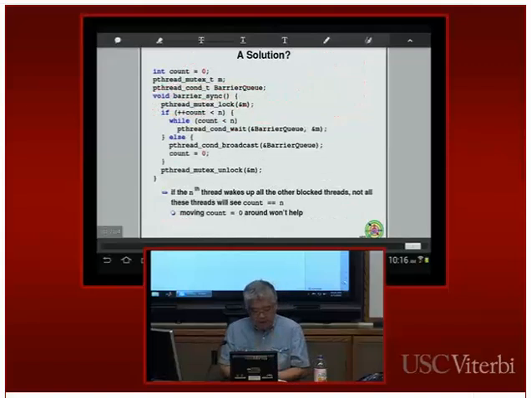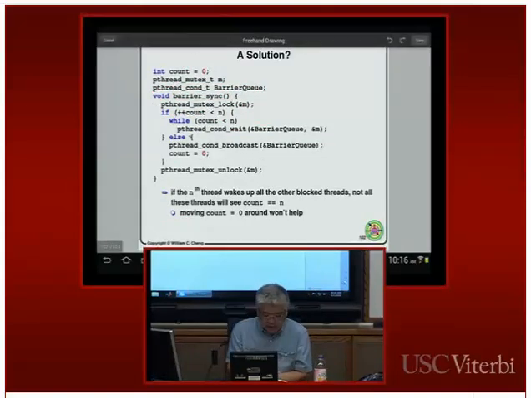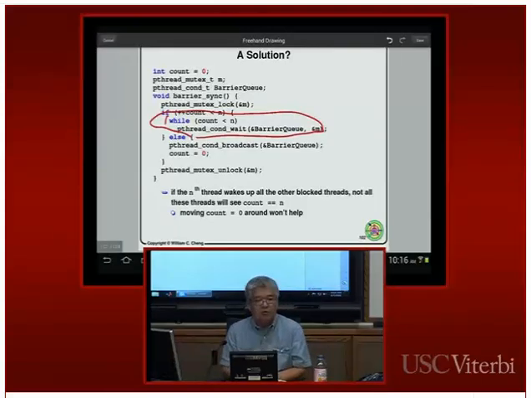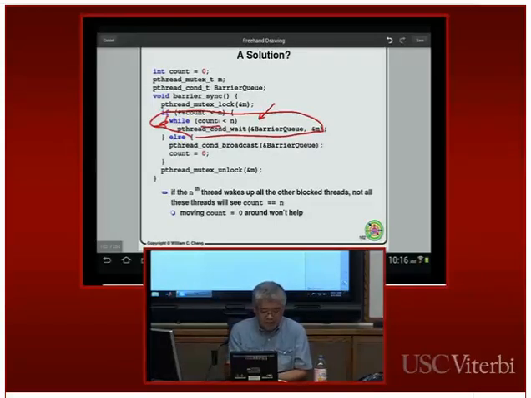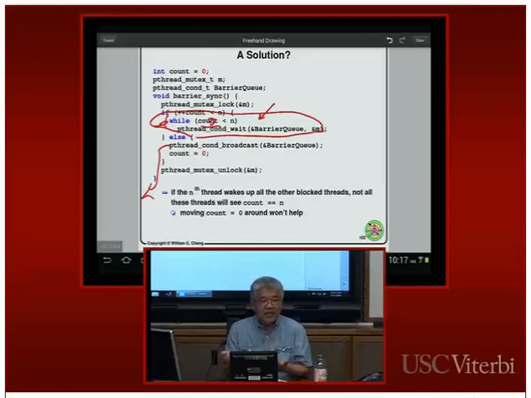So the solution is to put this pthread condition wait inside a while loop: while not guard, pthread condition wait. As it turns out, this code also doesn't work, because if you have this guard checking whether count is less than n, then when the last thread signals the condition, the other threads might all see that count equals 0, so they all continue to wait. Only the last thread will leave the barrier, and all the others might get stuck at the barrier. So this is really not a solution.